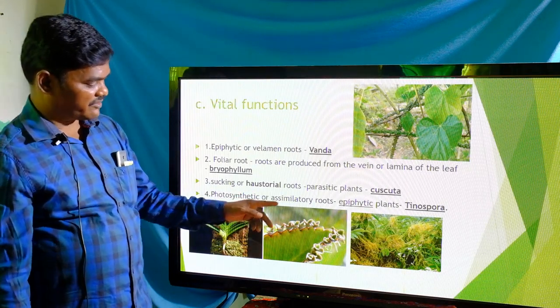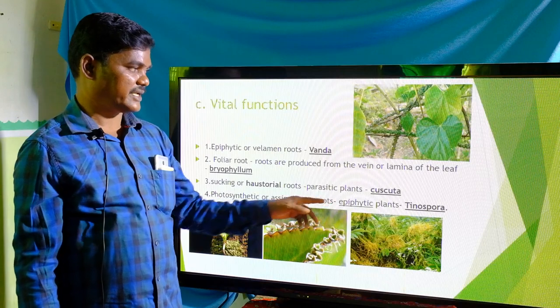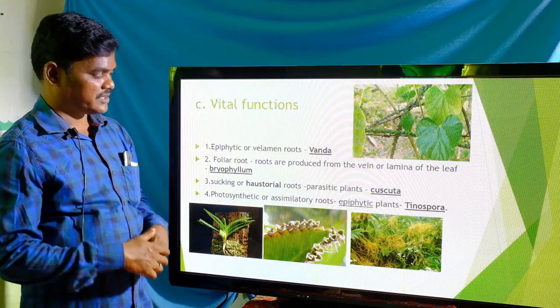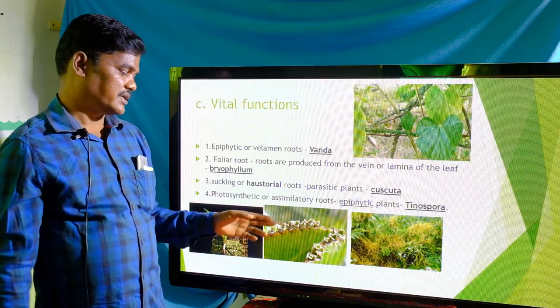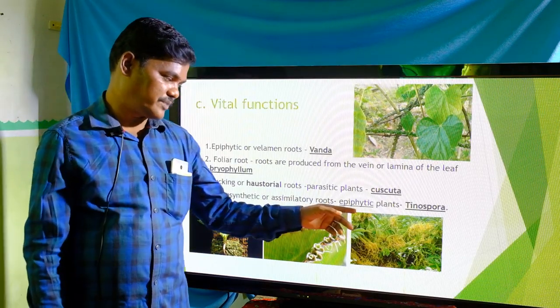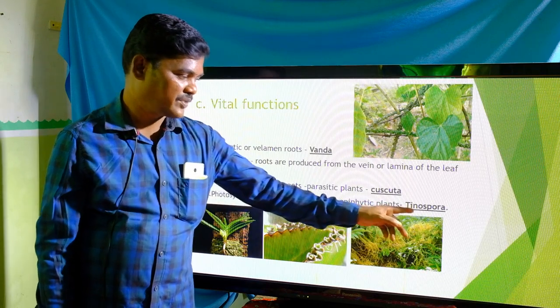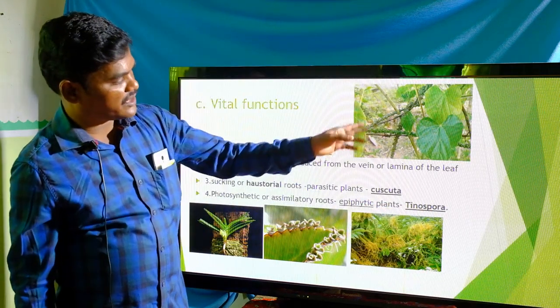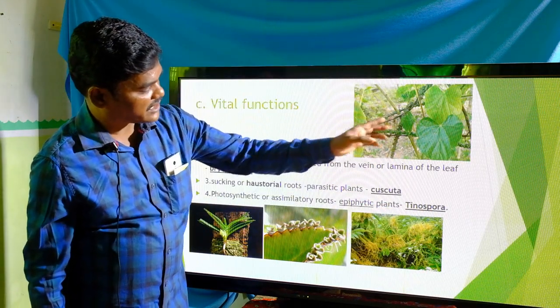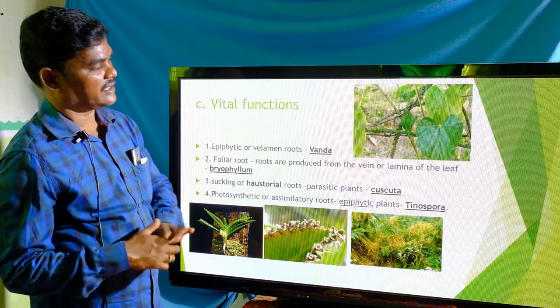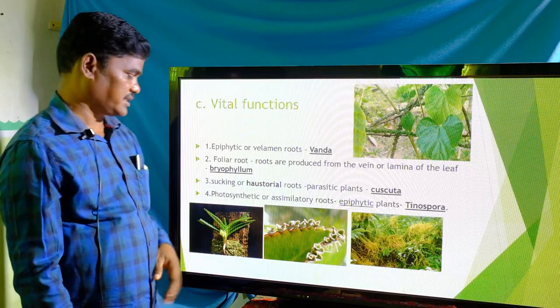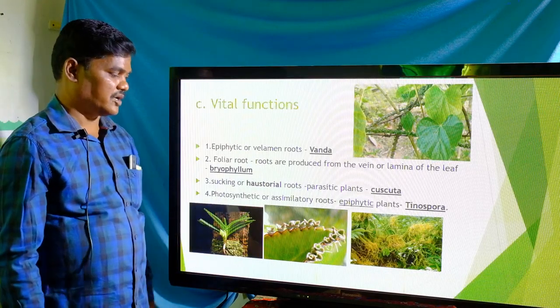Photosynthetic root, otherwise called assimilatory root, means it assimilates the food. That is called an assimilatory root. Epiphytic plant, example Taeniophyllum. See that Taeniophyllum, they have a root-like structure, and inside it a green-colored root arises. That is called photosynthetic root.